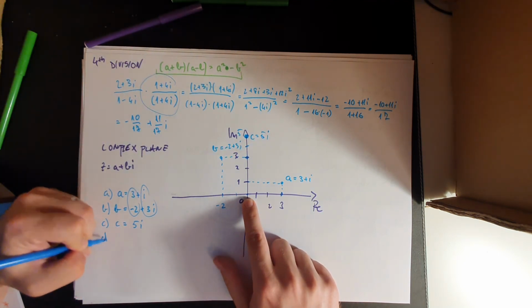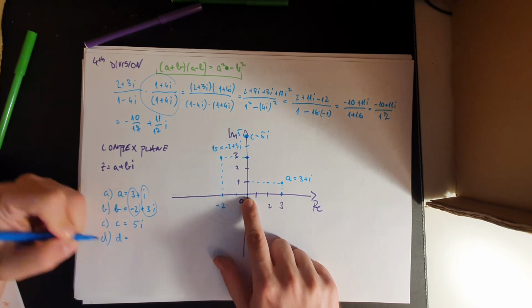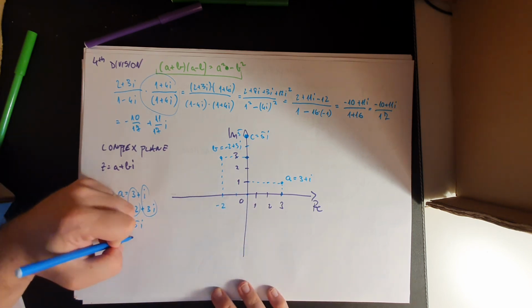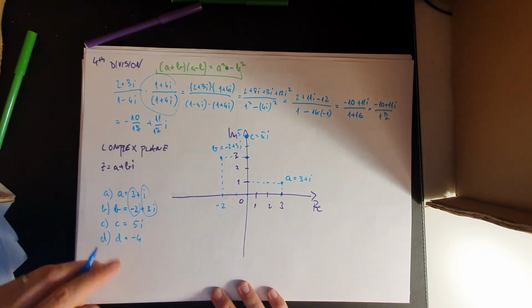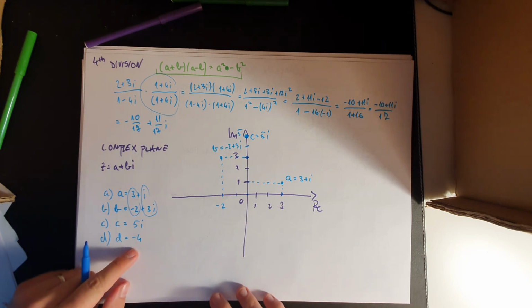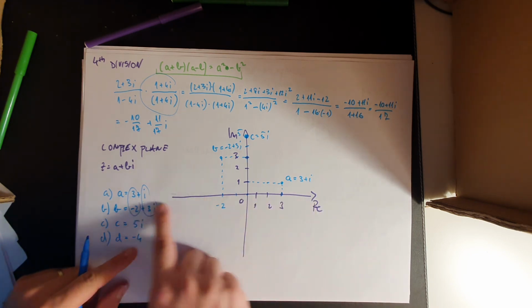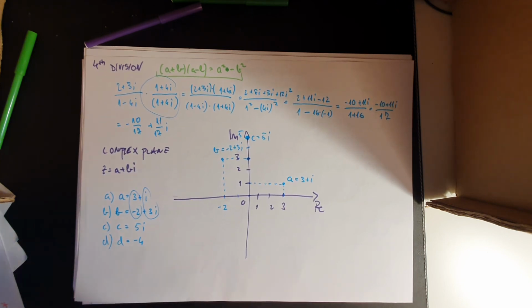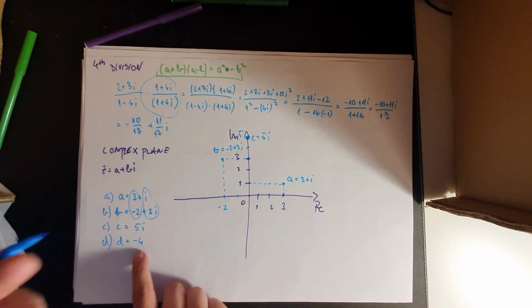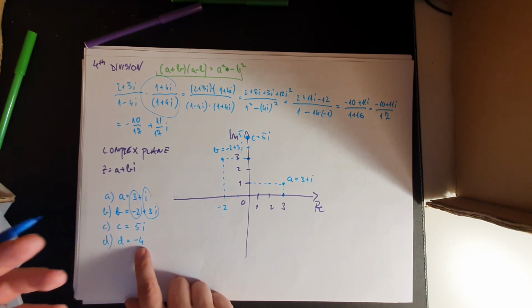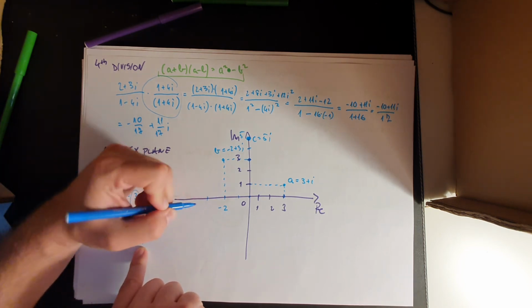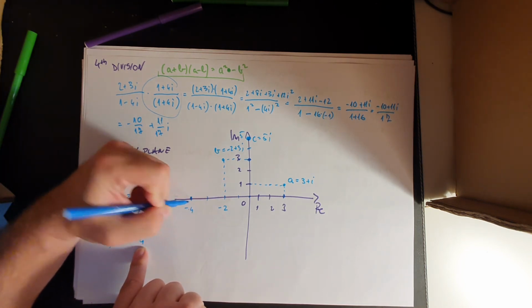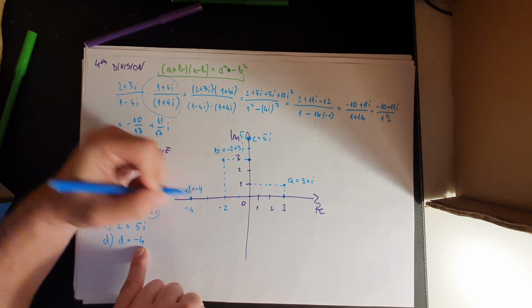Let's look at the D example, where D is going to be minus 4. Now, minus 4 is a real number. It exists on the real axis. There is nothing imaginary here. Imaginary part is 0, so I only have to point out the real part. So minus 2, minus 3, minus 4, and here is D, minus 4.